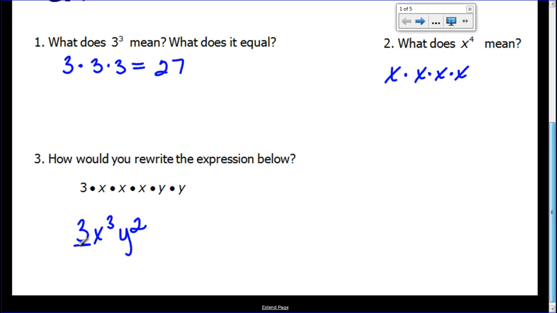You have one more new word. If there is a number out in front of the base and the exponent in front of the power, that is called a coefficient. And we'll have to discuss that as we go on, because you treat coefficients differently than you do exponents.